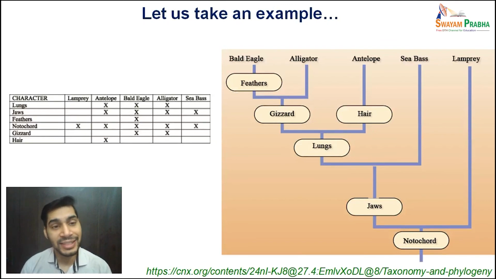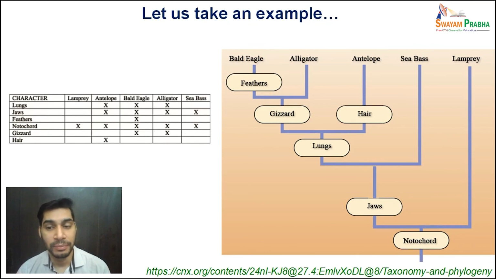Now taking this example of characters and organisms, we can create their relationships like this tree. For example, let us start with the most ancestral character. That means the character which is present in all the organisms. Here if you see the notochord which is present in all the organisms, so probably the ancestor had this notochord from where the bifurcation started.